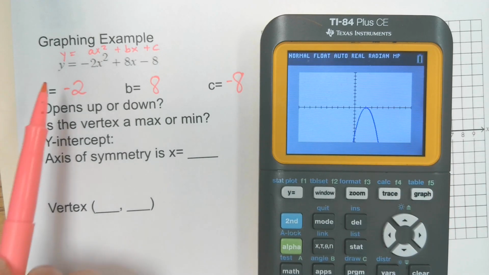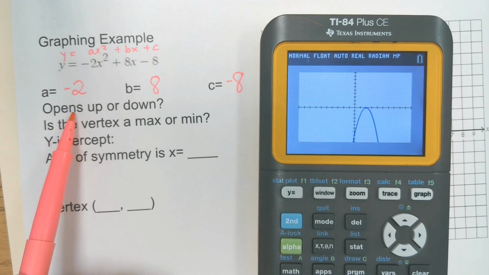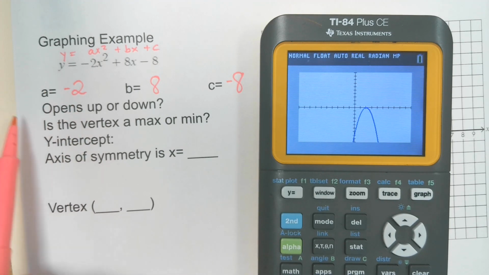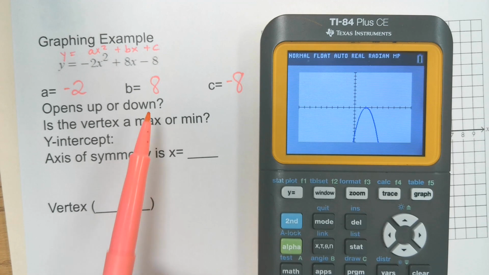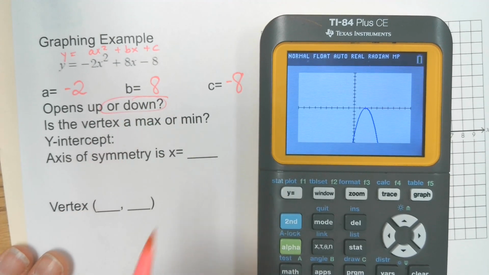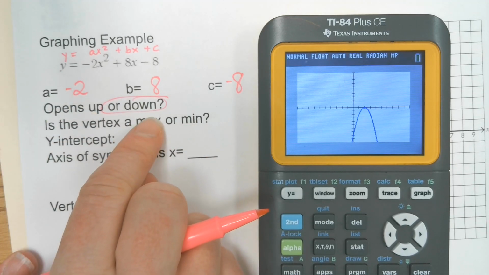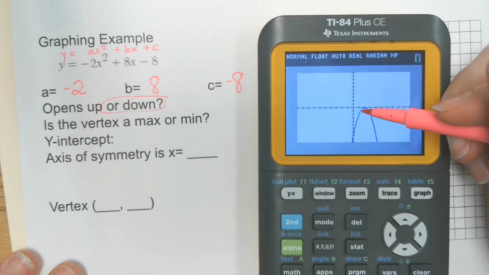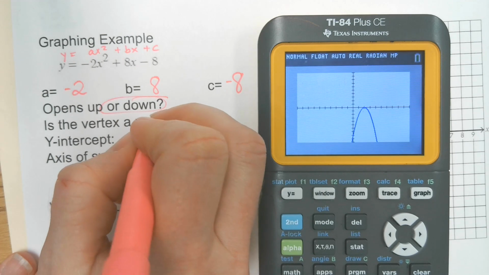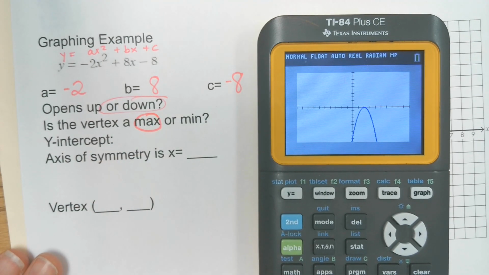So let's see, does it open up or down? Up would be opening upward, downward would be going down. So this is opening down. Is this vertex a max or a min? It is the highest point, so that would be called a max. The opposite would be a min.